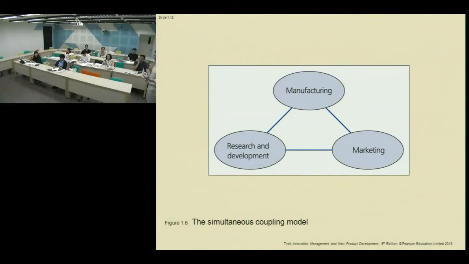We also have the simultaneous coupling model. We have R&D, manufacturers, and marketing working collaboratively, not independently. That's the difference from the previous model that was linear.